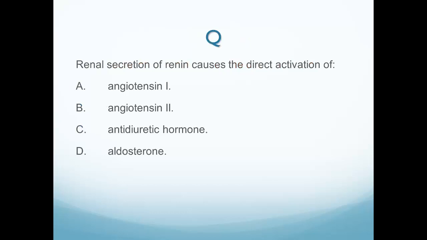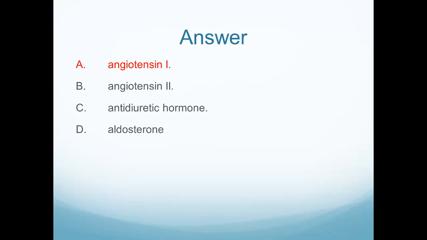Let's take a look at our question here. Renal secretion of renin causes the direct activation of angiotensin 1. So our release of renin causes the direct activation of angiotensin 1, starting our renin-angiotensin system here, that's modulated by the kidney.